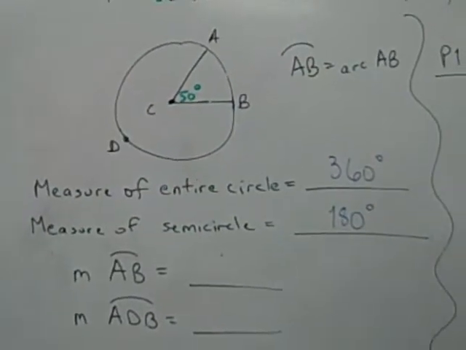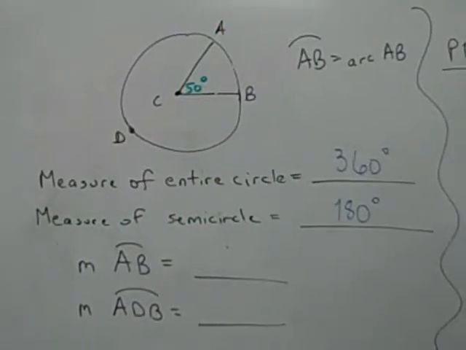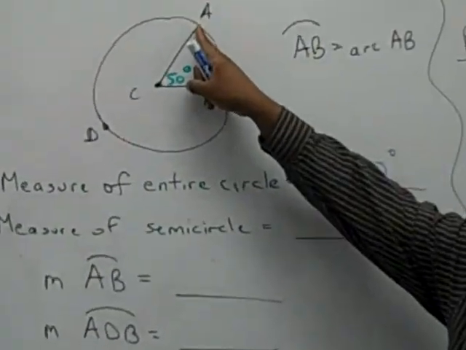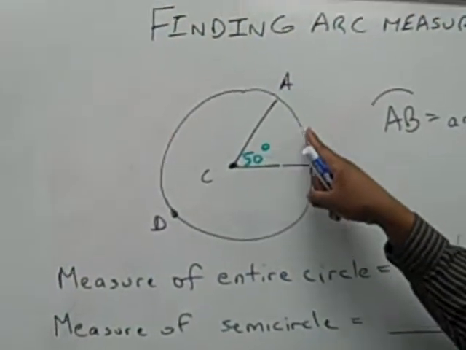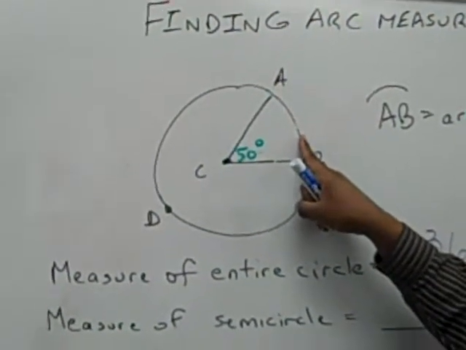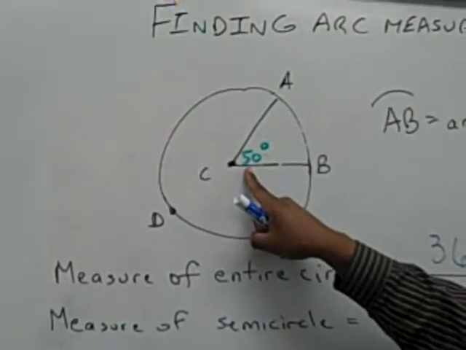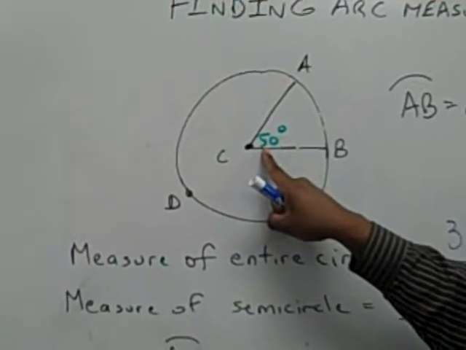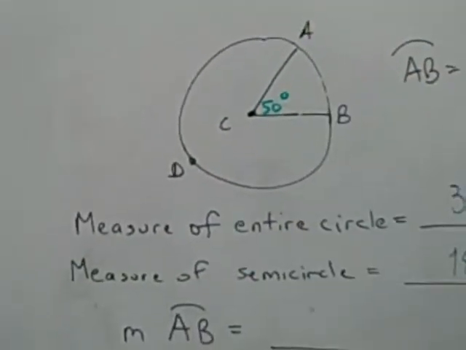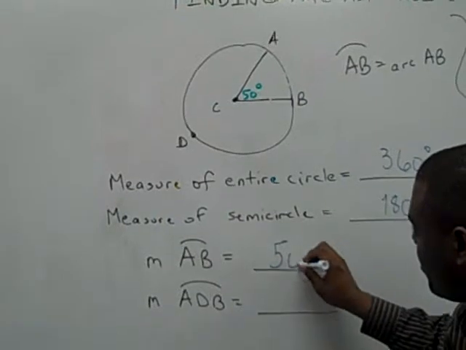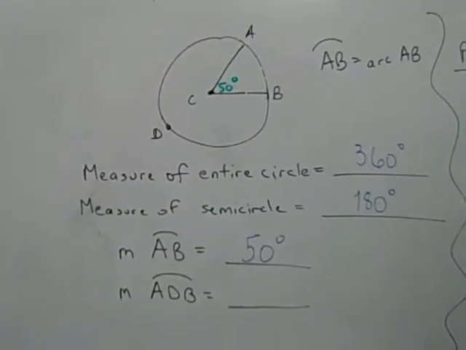Now, to find the measurement of any of these arcs, all we have to do is look at where the arc is located. So here's A to B. And since this is the arc, we just look at the corresponding angle, which is called a central angle, that's opposite. And this angle is 50 degrees. So therefore, the arc measurement is 50 degrees. Okay? The measure of arc AB is 50 degrees.